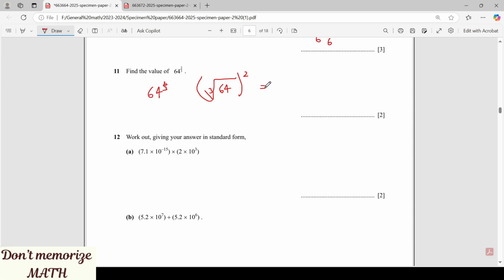Then what is the cube root of 64? Which number, multiplied 3 times, will give 64? That is 4, right? So the cube root of 64 is 4, and the square will come here. 4 square is 16. So the answer is 16.